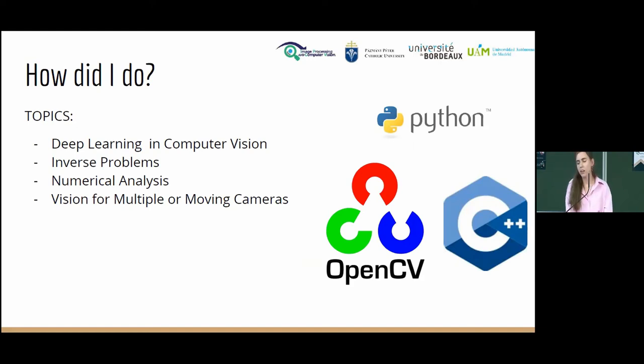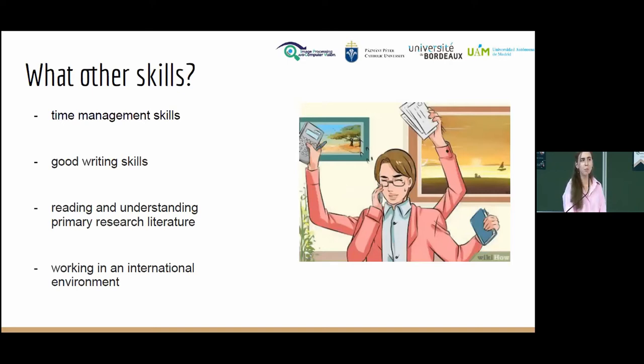At the same time, I would say the following topics were quite useful for me when I learned them. It's, of course, deep learning. It's a very popular technique and we can't avoid it. So you have a very exciting course in France. It's also inverse problems, numerical analysis. And for example, I would say vision for multiple moving cameras, because I work with several images. It was really useful. And if speaking about other skills, or let's say soft skills, because every time you have an interview, you're going to be asked these questions.